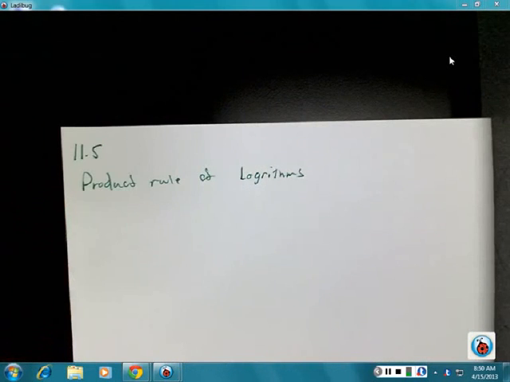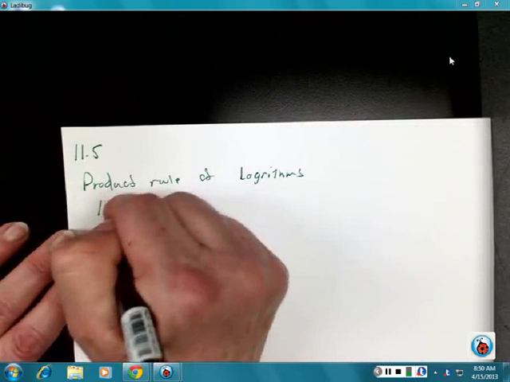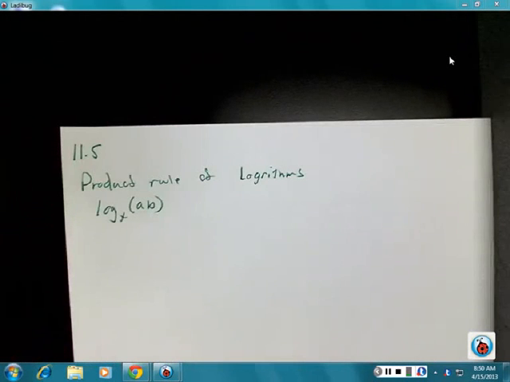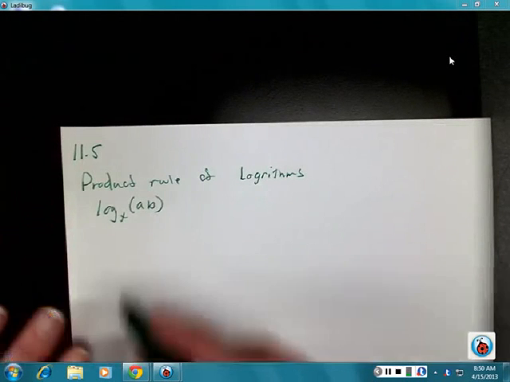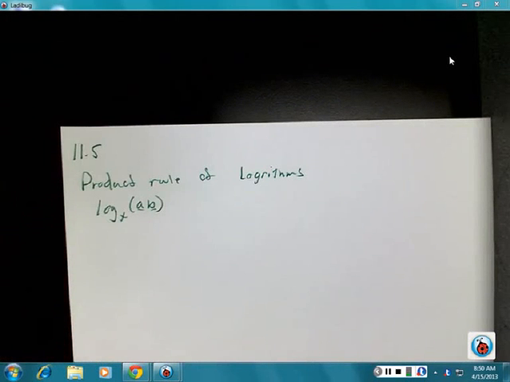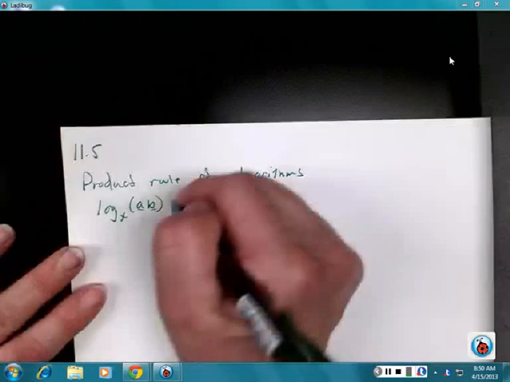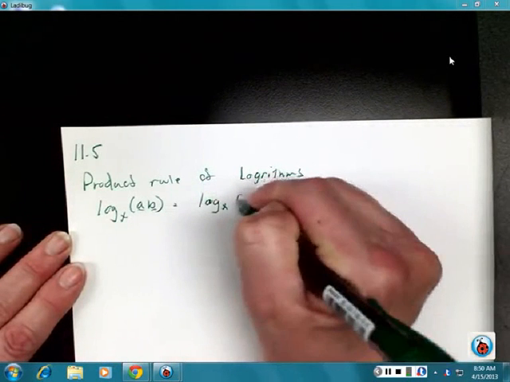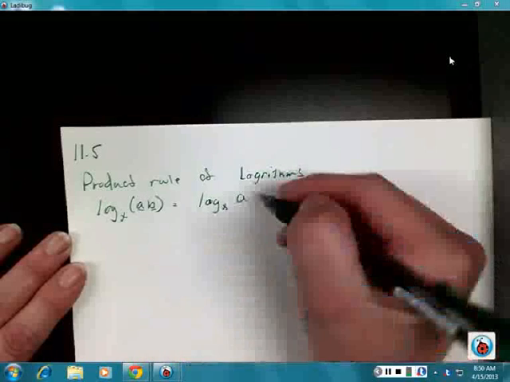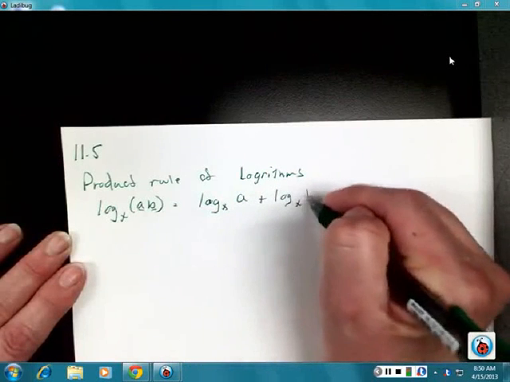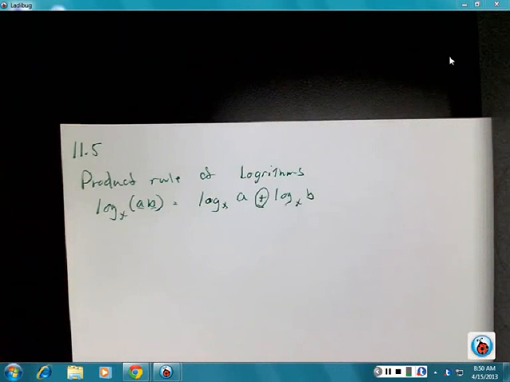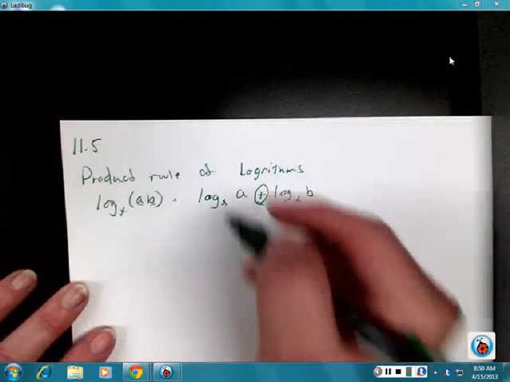The product rule of logarithms says that if I have log base x of ab, meaning that I have 2 separate pieces that are being multiplied together inside this log, the product rule says that this is equal to the log base x of a plus the log base x of b, meaning that whenever I have a multiplication, I have an addition situation taking place. Okay, so there's an addition part that's happening within this.